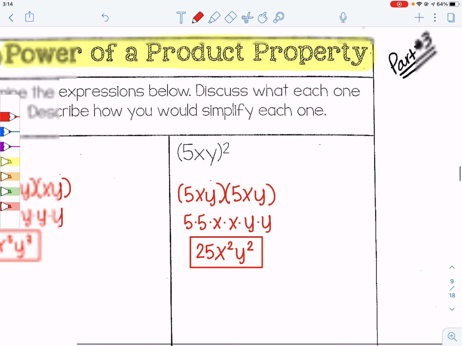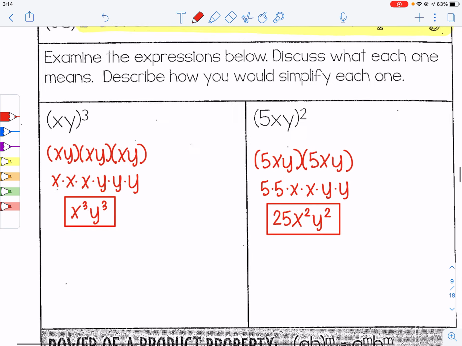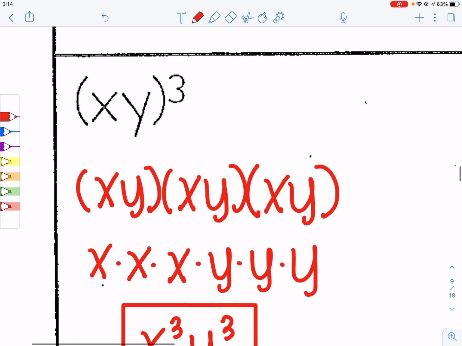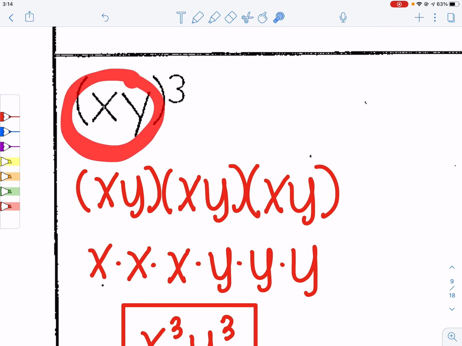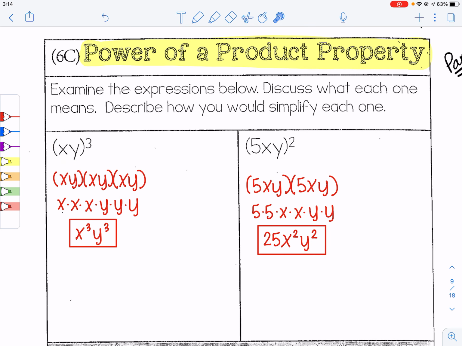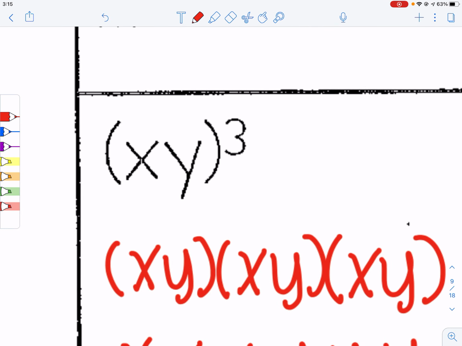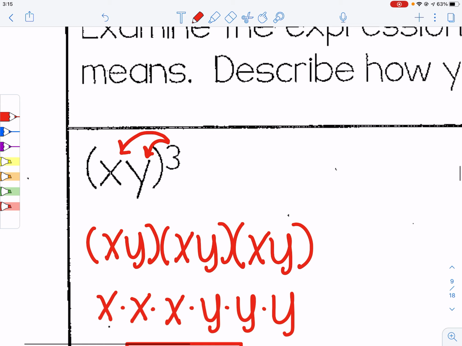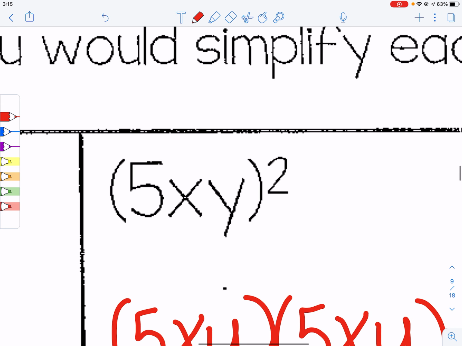Okay. All right, so what you'll notice is happening with these is when you have a product as your base. So right now our base is some product, either x times y or 5 times x times y. When you have a product and you're taking a power to that product, I kind of think of it like distributing. That exponent of 3 goes to each of those variables or numbers and variables, whatever's inside parentheses, it distributes to both of them. Same thing here. It's going to distribute to both of them.